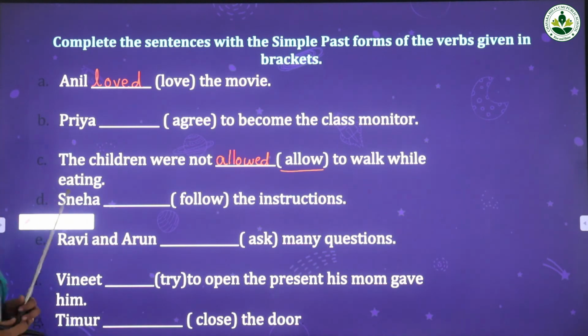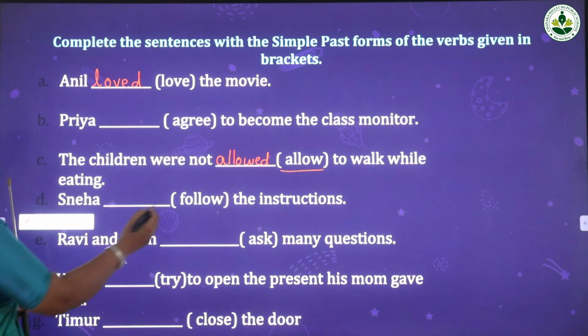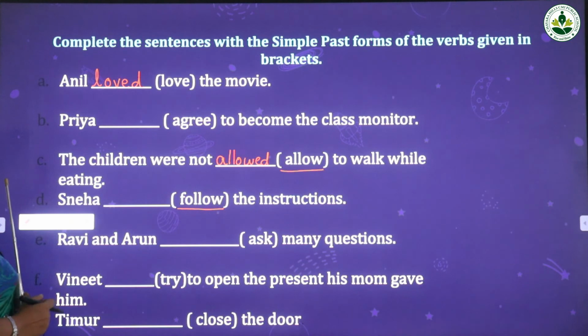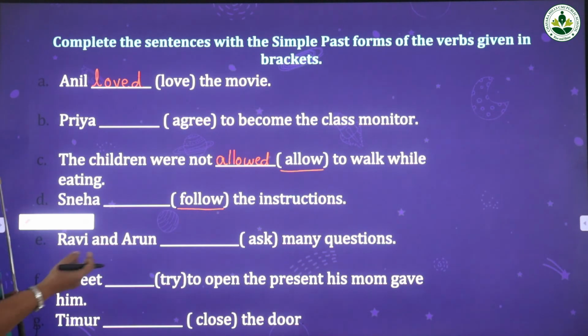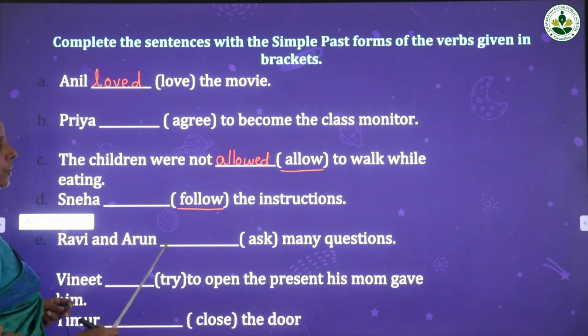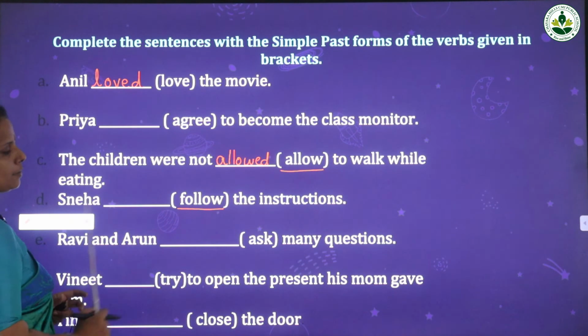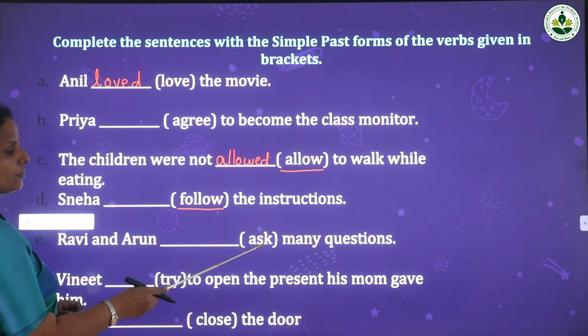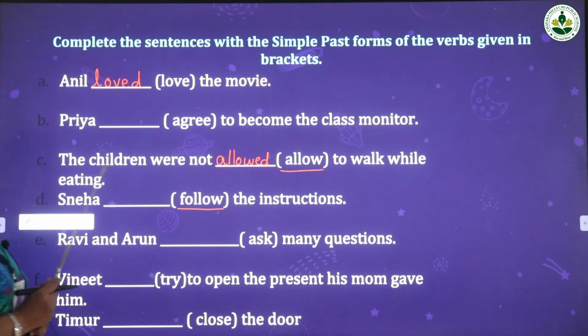A-L-L-O-W-E-D, allowed. Then next one, Sneha dash the instructions. Verb is follow, and in this verb also the verb ends with a consonant, so we have to add ed at the end. You have to do by yourself. Then next, Ravi and Arun dash many questions. Ravi and Arun ask. What's the past form of ask? It is asked. See, the verb ends with a consonant, so we have to add ed. Asked.